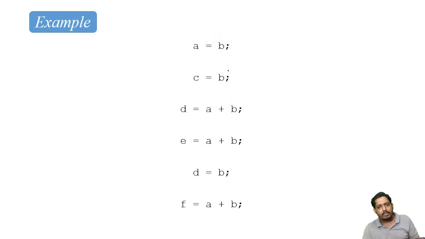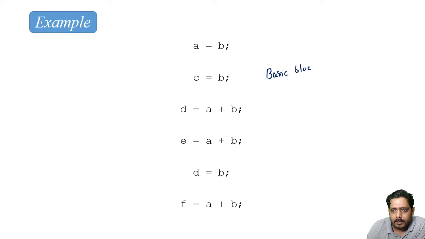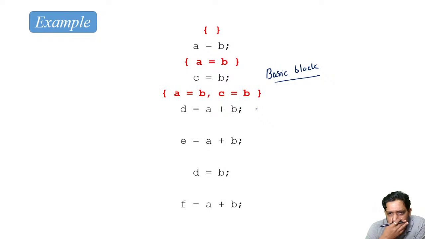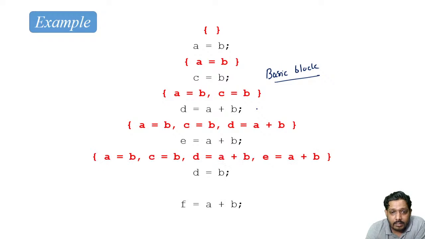This is the entire basic block. We'll start iterating down. We'll do multiple iterations, though you can also do it in one iteration. Initially no expression is available, and after that a is equal to b is available. Then the next available expression is c is equal to b. Then d is equal to a plus b is also available. Then here e is equal to a plus b is also available.